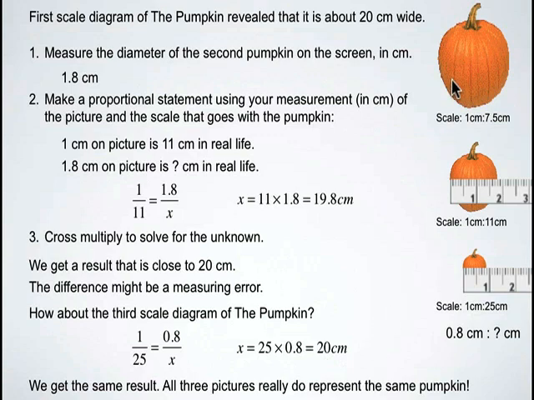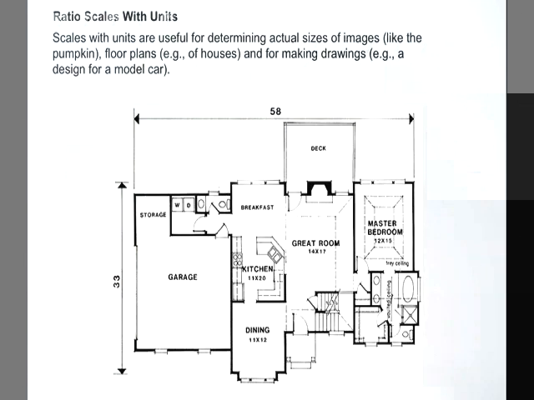So different scales result in different sized pumpkins, but they all do represent the same real life object. Scales with units are very useful for determining actual sizes of images, like the pumpkin. You can have floor plans for houses and other drawings, i.e. a design for a model car, and we're going to work through some of these types of examples in the next questions.